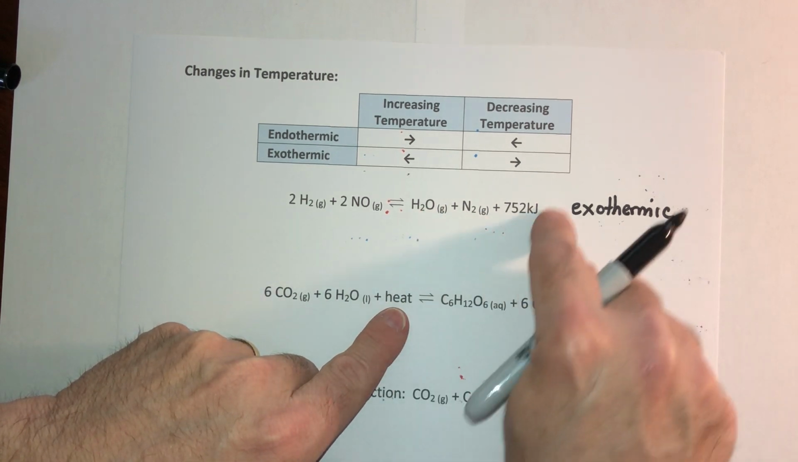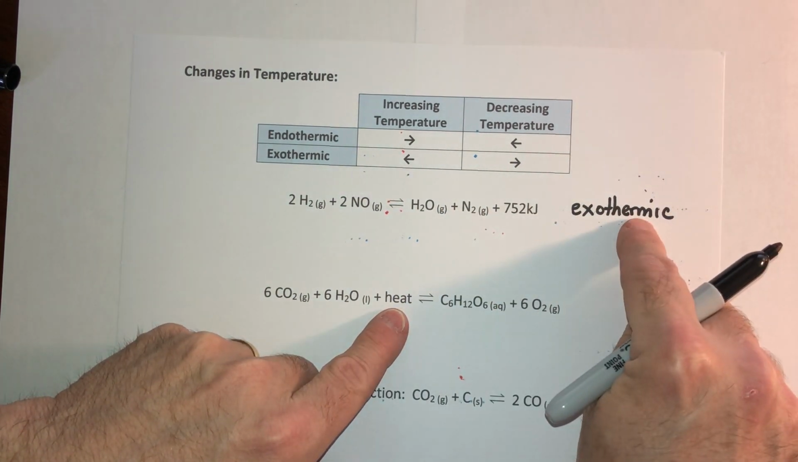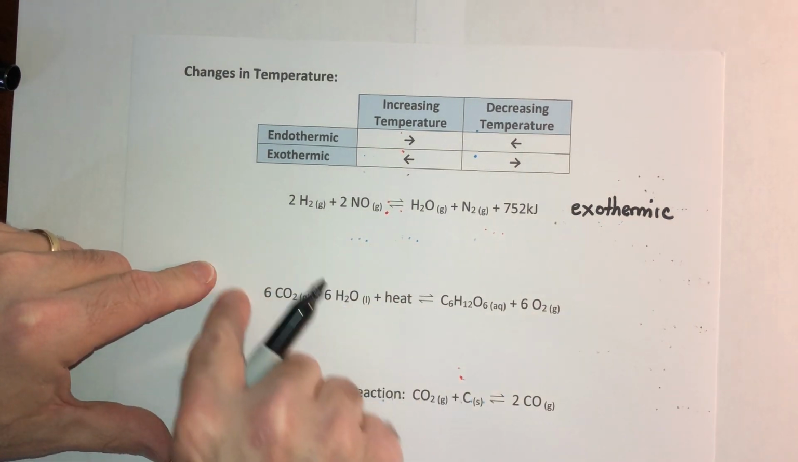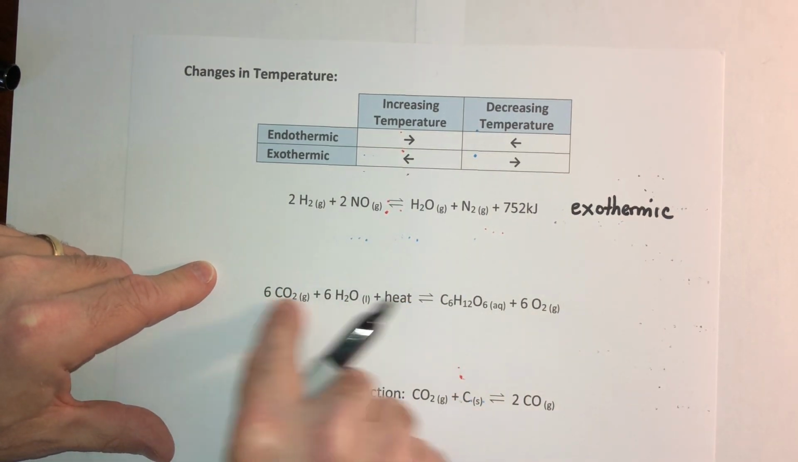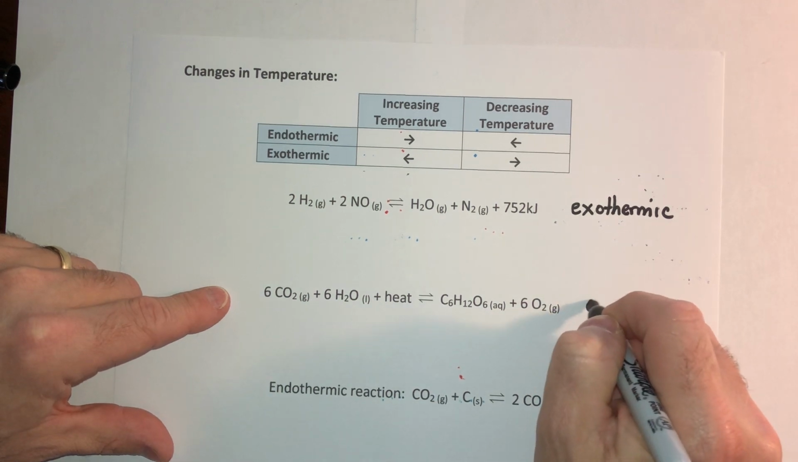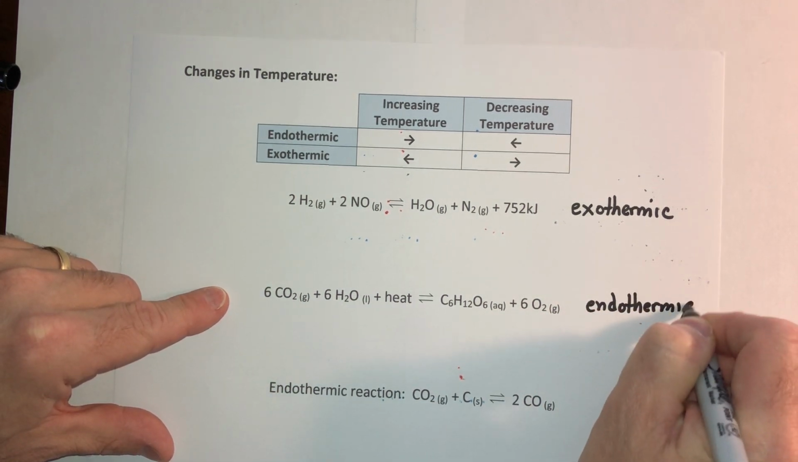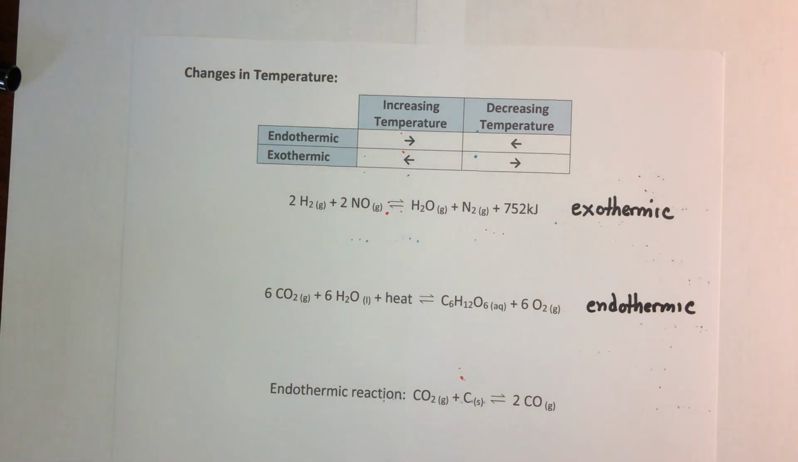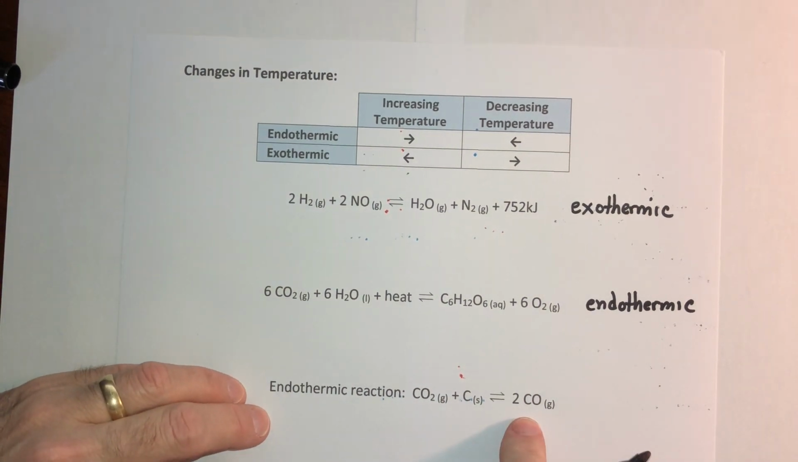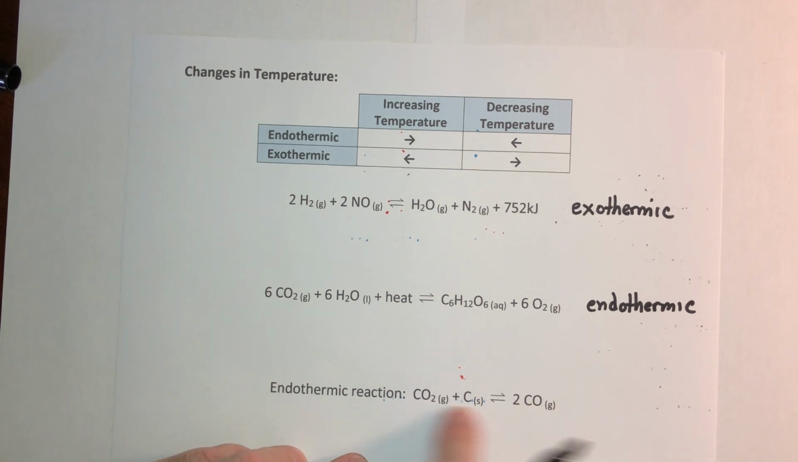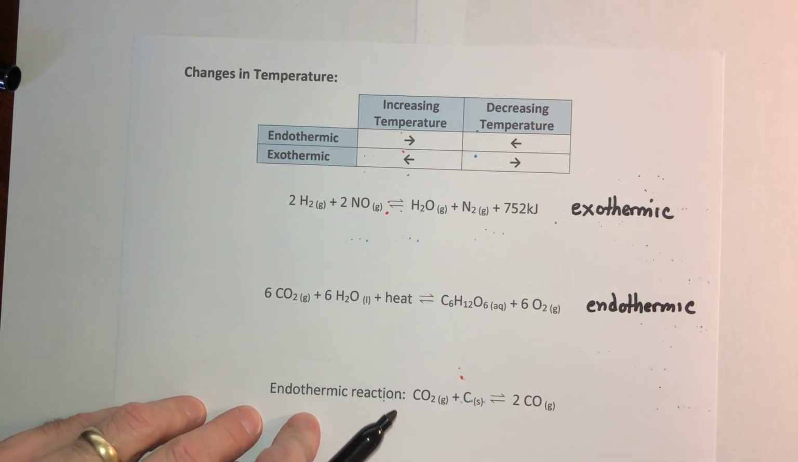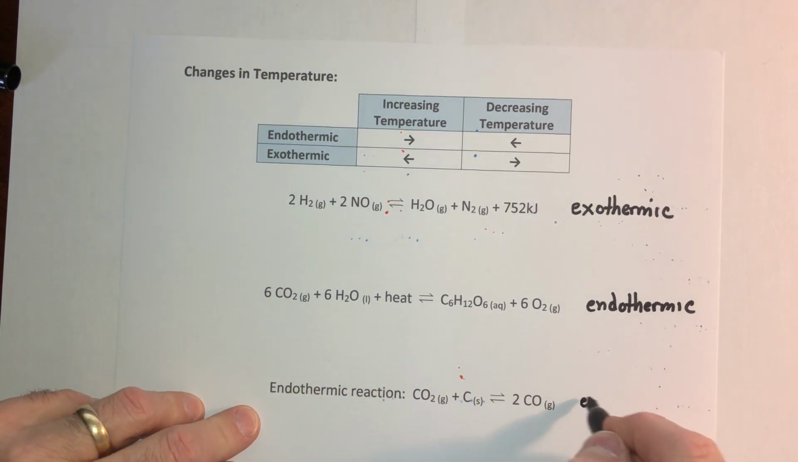Now, if the heat is on the product side, it's exothermic. But if the heat is on the reactant side, right, the heat's over here with the reactants, then that is endothermic. And sometimes I'll just use the word and I'll say, hey, see this equilibrium? It's endothermic, right? So sometimes I'll just tell it to you.